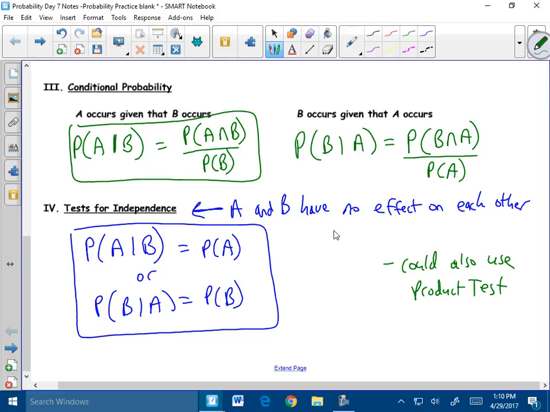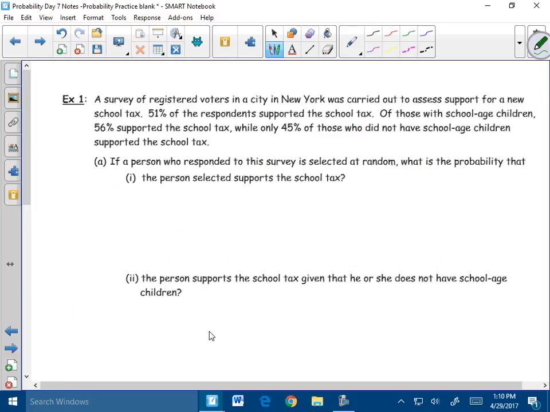Okay, so now we're going to look at some problems. Again, mostly along the same lines of what we've been doing, a few little twists to give us a chance to practice some of this stuff. So a survey of registered voters in a city in New York was carried out to assess support for a new school tax. 51% of the respondents supported the school tax. Of those with school-aged children, 56% supported the school tax. Now, only 45% of those who did not have school-aged children supported the school tax. And then we have some questions to answer.